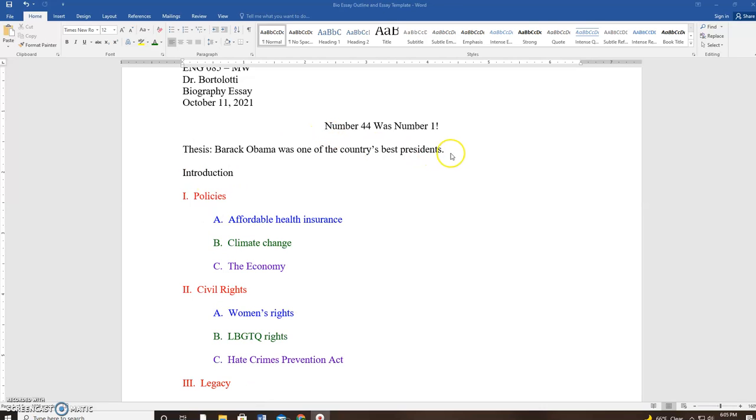Once again, remember that this is going to be a statement of your opinion known as the thesis statement. In the previous essay, you wrote about why a certain holiday was your favorite. This time, come up with a thesis statement about your person. In the example, it says Barack Obama was one of the country's best presidents. That is the student's opinion. The student who wrote this paper, that's his opinion. So a lot of people hated Obama. This particular student thinks he's one of the best.